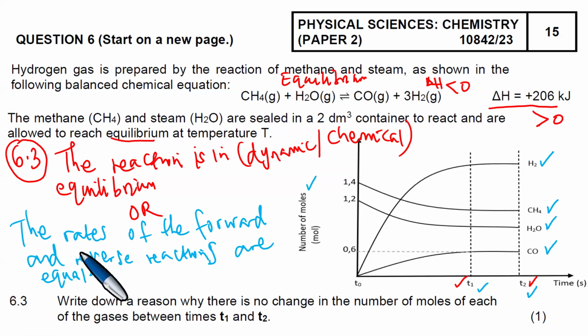So this means the rates of the forward and reverse reactions are equal. This is true for reactions in equilibrium. So when a reaction is in equilibrium, it means the rates of the forward and reverse reactions are equal to each other. If you don't want to use rates, you can say, if the reaction is in equilibrium and the graphs are level like this, it means the reaction is in dynamic or chemical equilibrium. We move forward to the next question.